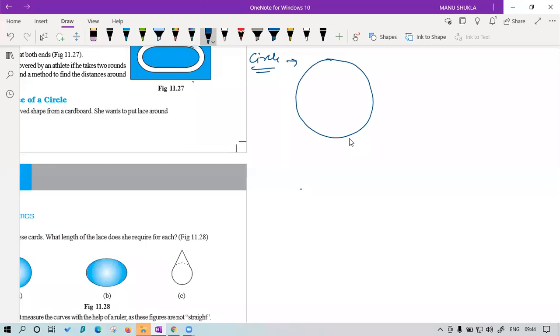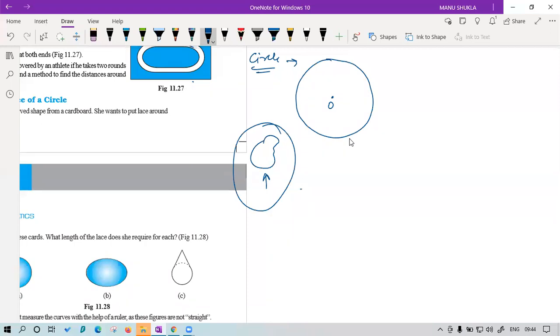If I say you have to define circle, what will you say? Closed curved figure. Okay. This is also a curved and closed figure. Is this a circle? A figure with infinite symmetry. Very good.